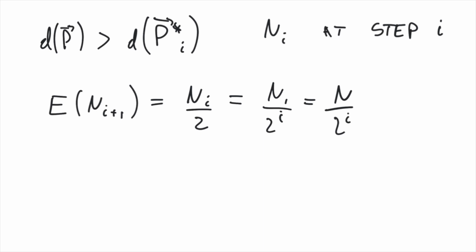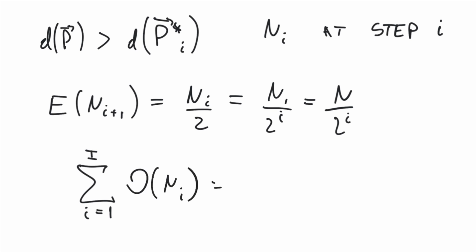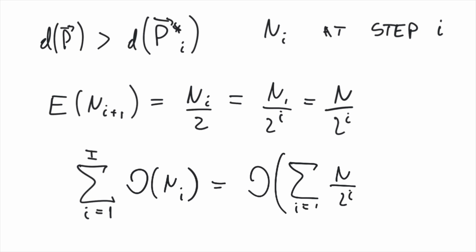Then the expected running time, which is just a sum from 1 to the last step of O of n_i, is nothing else than O of the sum of n over 2^i for all i's, and this of course is O(n). Because the last step was also O(n), our algorithm is finally O(n) in expected time.